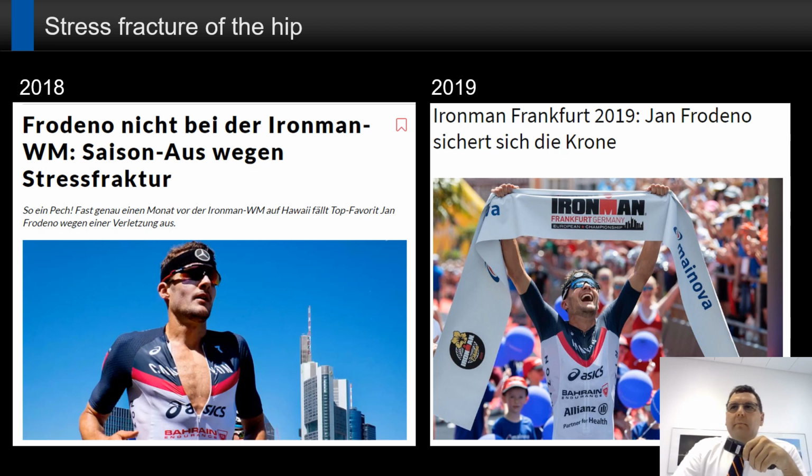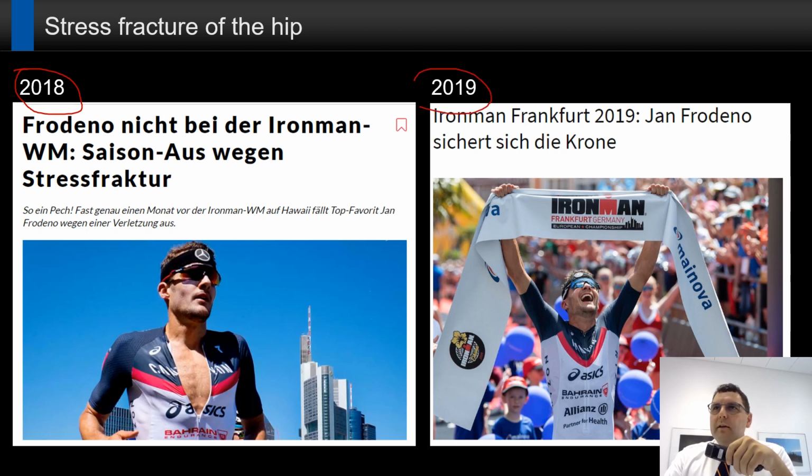Stress fractures of the hip can be disabling, but no wonder. But I still wonder why these super sportsmen are so different from other patients. For example, Jan Frodeno, a super triathlete from Germany, who won the Ironman several times, published in 2018 that he had to stop his season for a stress fracture of the hip.